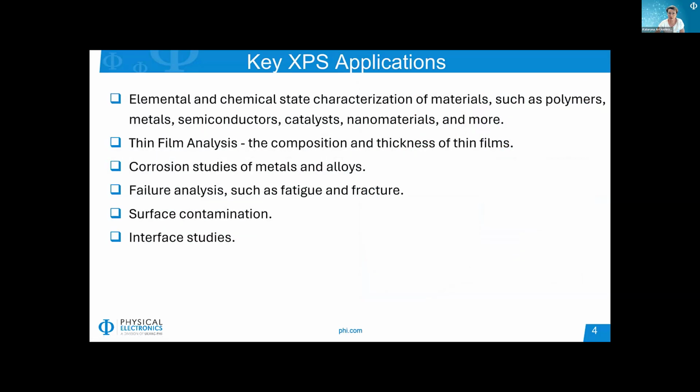So what sort of applications are popular? You can see here, and by no means is it a complete list. Of course, the basic analysis is elemental and chemical state characterization of a variety of materials, from polymers to metals, catalysts, nanomaterials, etc. In addition to that, XPS is powerful to extract composition and calculate thickness of thin films. Corrosion studies of metals and alloys is another application. Failure analysis, correlating your failure reasons with the performance, surface contamination, and a variety of different interface studies.